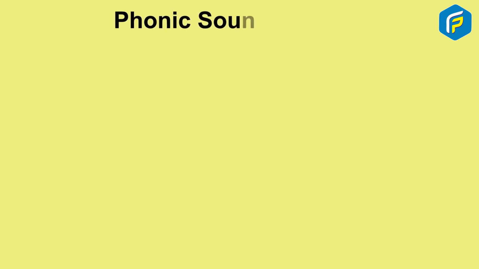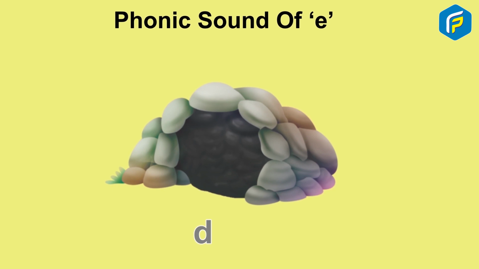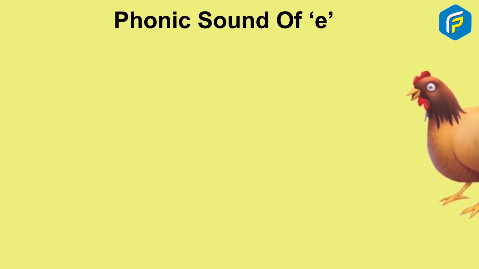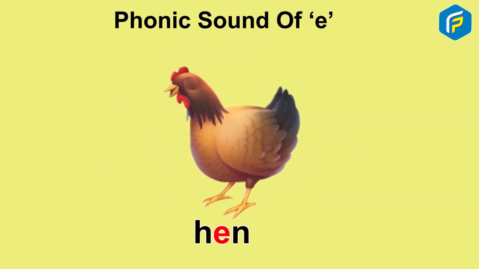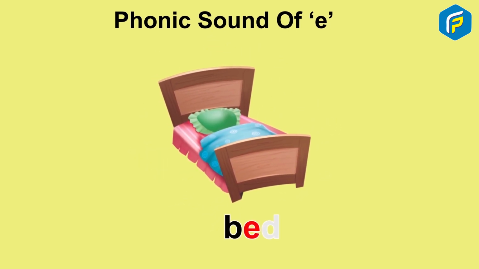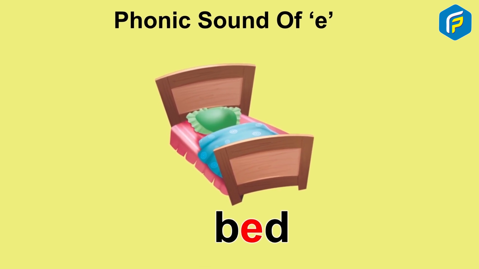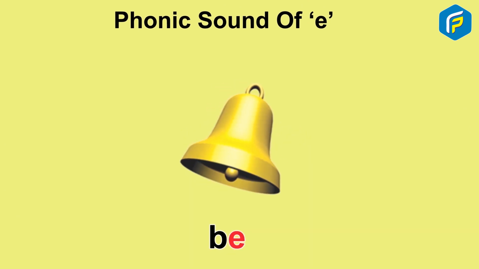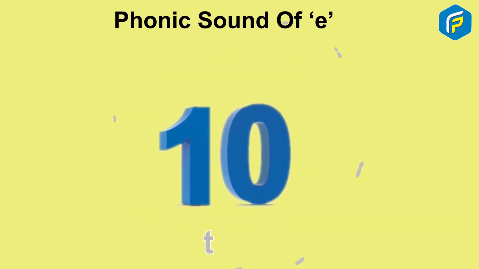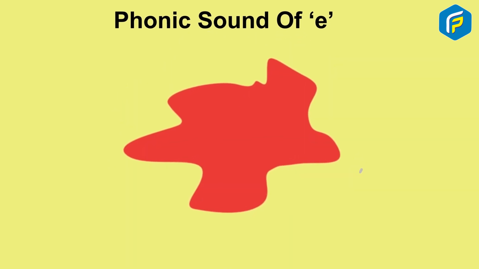Phonic sound of E. Den. D, E, N, den. Hen. H, E, N, hen. Bed. B, E, D, bed. Bell. B, E, L, L, bell. Ten. T, E, N, ten. Red. R, E, D, red. Read and speak aloud.